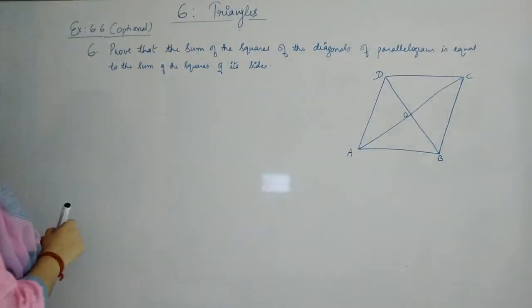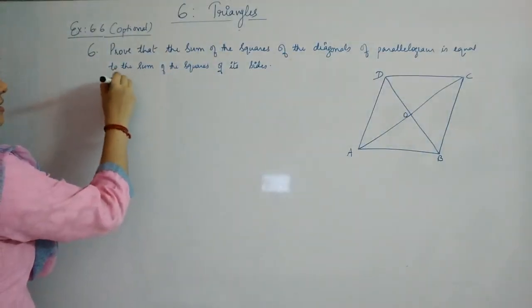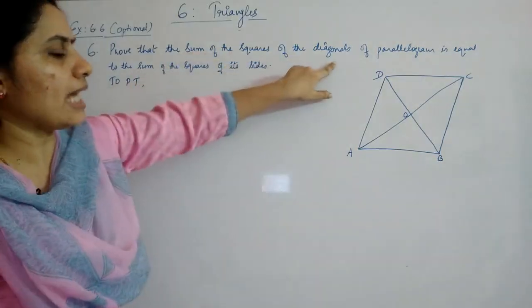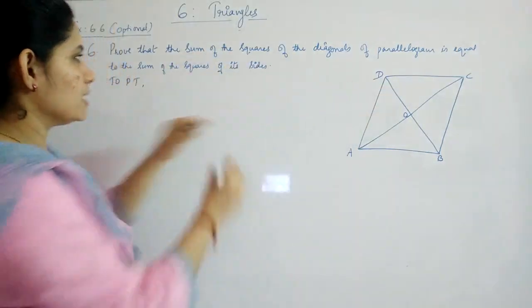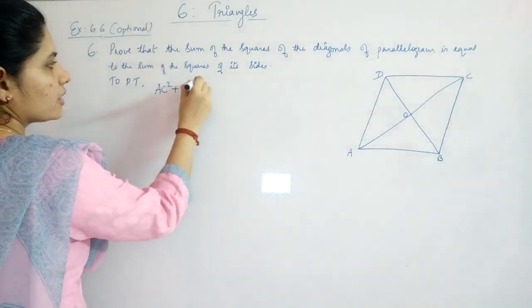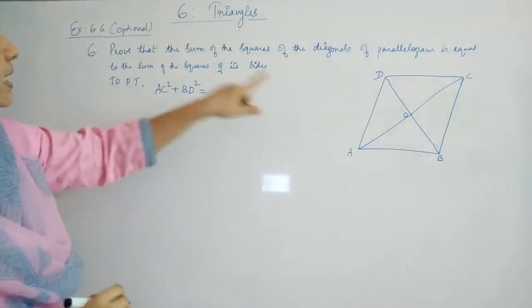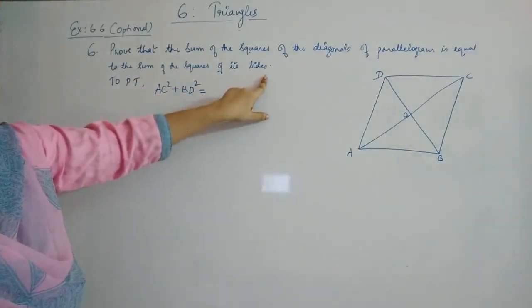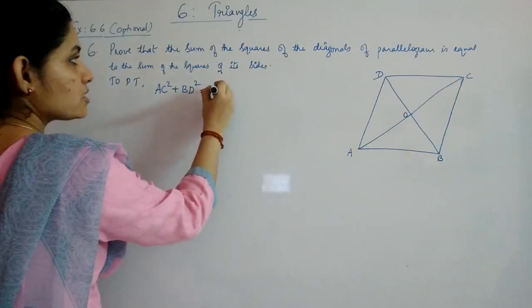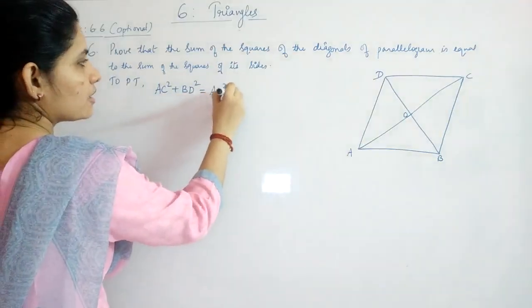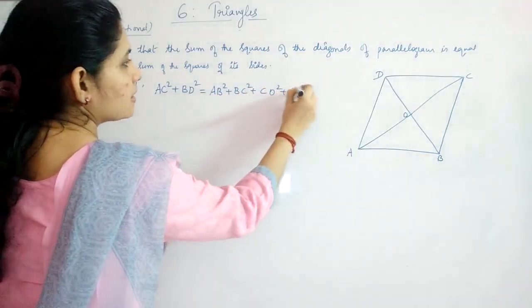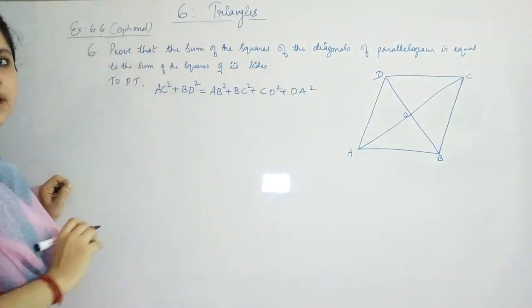Now what we have to prove from the figure is that the sum of the squares of the diagonals, here the diagonals are AC and BD. So the sum of the squares means AC square plus BD square is equal to the sum of the squares of its sides. Its sides are AB, BC, CD and DA. So the sum of the squares of its sides means AB square plus BC square plus CD square plus DA square. This is what you need to prove.